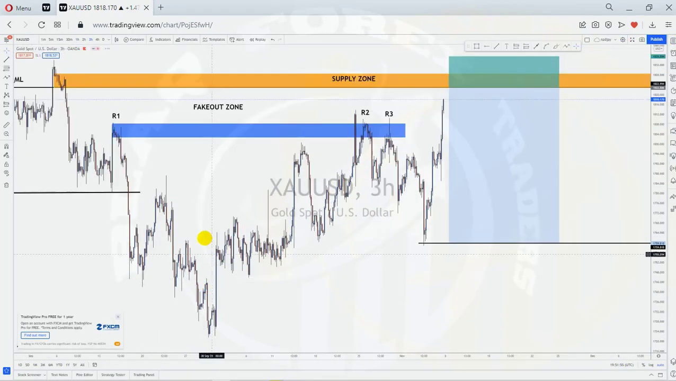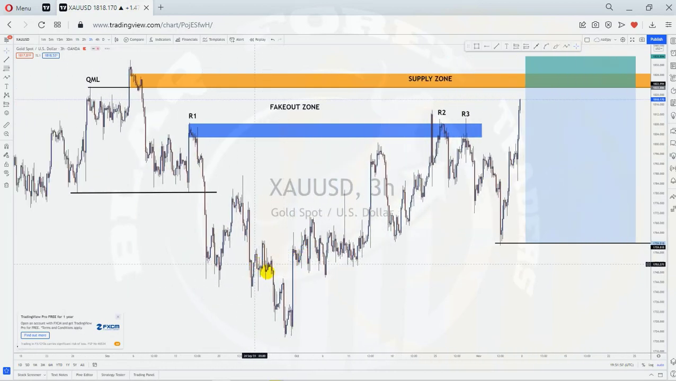Let's go to 3-hour time frame. This one I already analyzed, so I just want to explain everything. If you are watching my videos, you can remember that I analyzed this pair to come here, I think like 3 weeks back. As you can see, on Friday the NFP pushed the market up towards my QML level here.